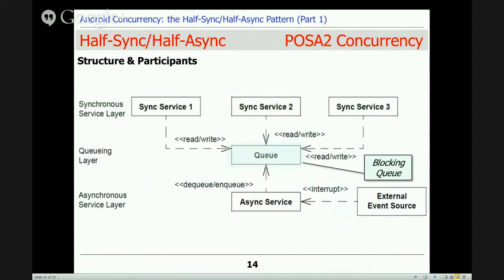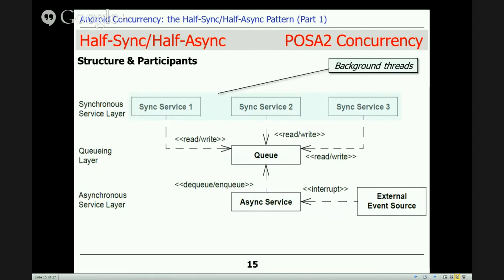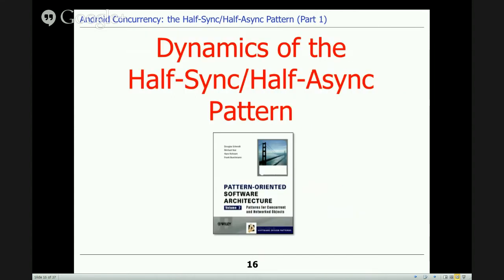We have a queuing layer, which is typically a linked blocking queue or a message queue or some other kind of queue that the Hammer framework or the async task framework provides internally. And then we have the synchronous services layer. This is where the background threads run, and they're typically a fixed number of them. These threads can afford to block because they're not interfering with the user interface thread.